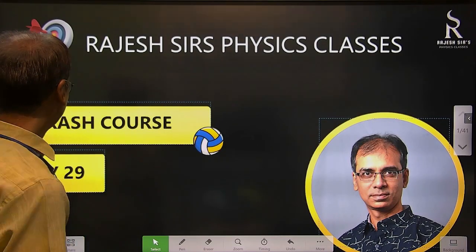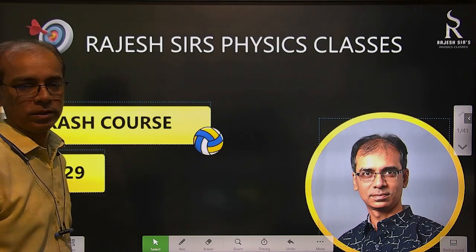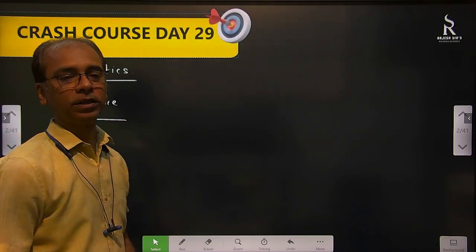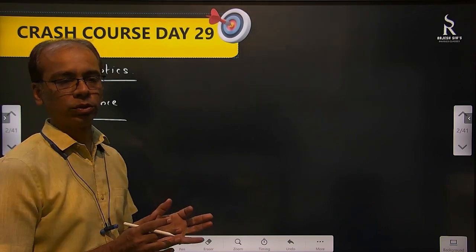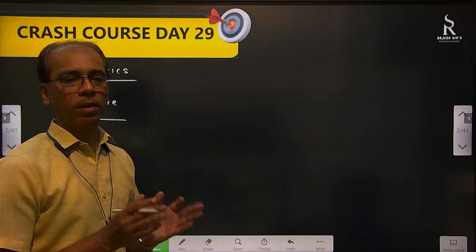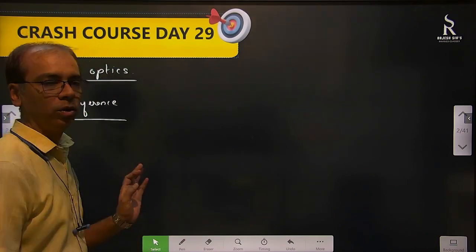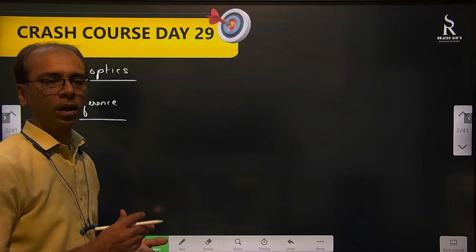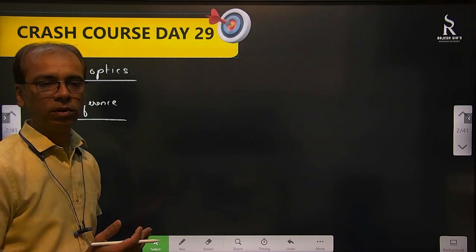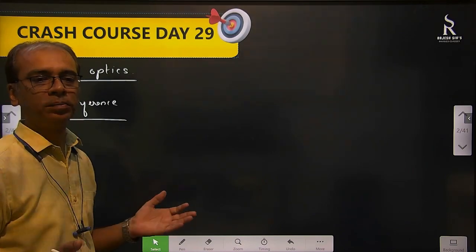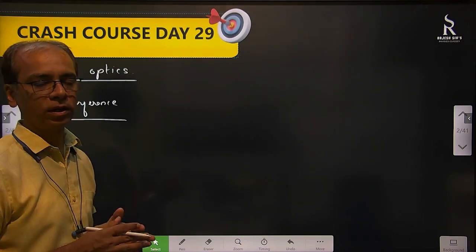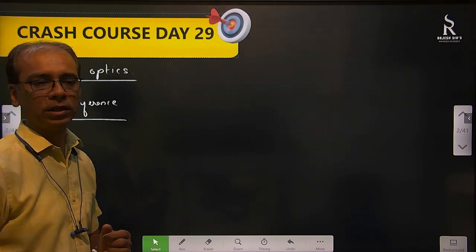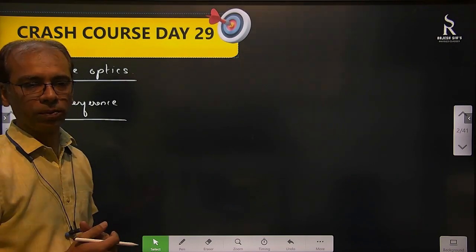Today, day 29, we want to finish wave optics. In wave optics that we started yesterday, we studied interference, two sources, the wave equation, amplitude, frequency, everything. We already know this because we studied waves already. Interference also we saw yesterday: how to calculate the resultant amplitude when two waves interfere, how to calculate their intensities, what is constructive interference, what is destructive interference, what is called maximum intensity, what is called minimum intensity, and what is the ratio.